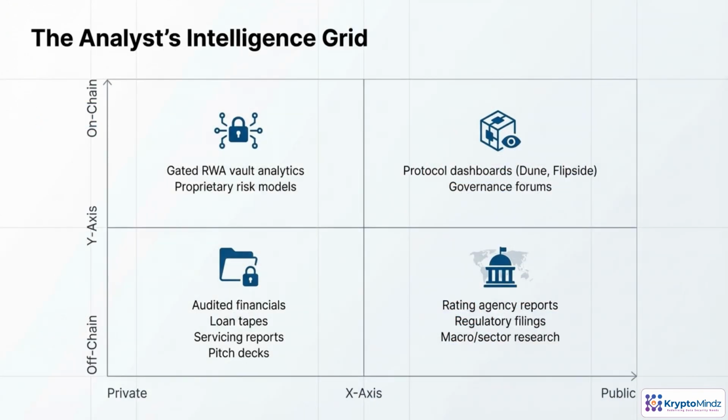You can map your information sources along two dimensions, on-chain versus off-chain, and private versus public. Public on-chain data is what you'll query with Dune or Flipside and read in governance forums. Public off-chain includes rating reports, regulatory filings, and macro research. Private off-chain covers audited financials, loan tapes, servicing reports, and deal room decks. Private on-chain is gated vault analytics and proprietary risk models. Strong RWA analysis samples intelligently from all four quadrants.